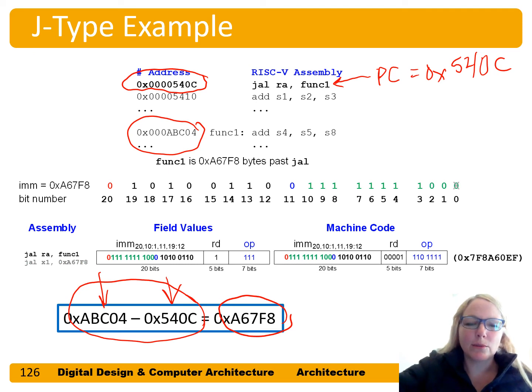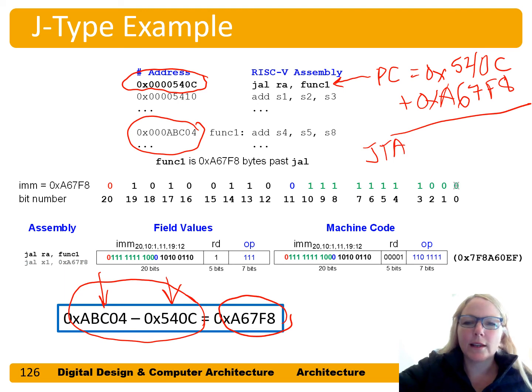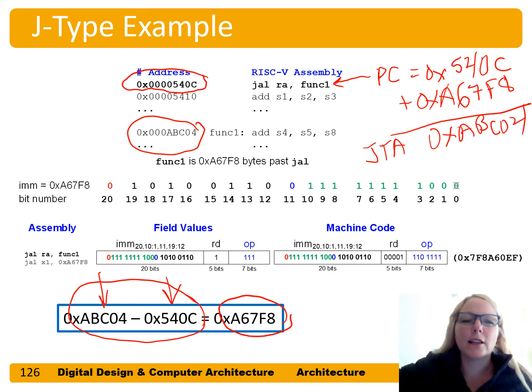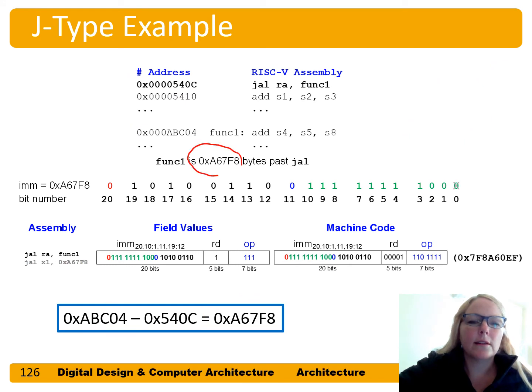Eventually, in hardware, we'll add this A67F8 to the current PC to get what's called the target address, or the jump target address. And once we add those together, we get hex ABC04, which is the destination or the target address. So we're going to encode this immediate into our immediate field. In this case, we have 20 bits.